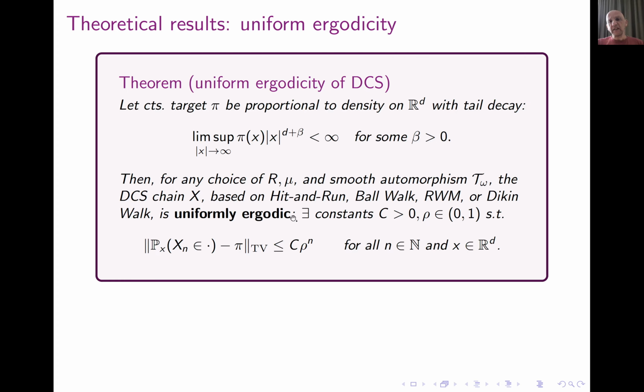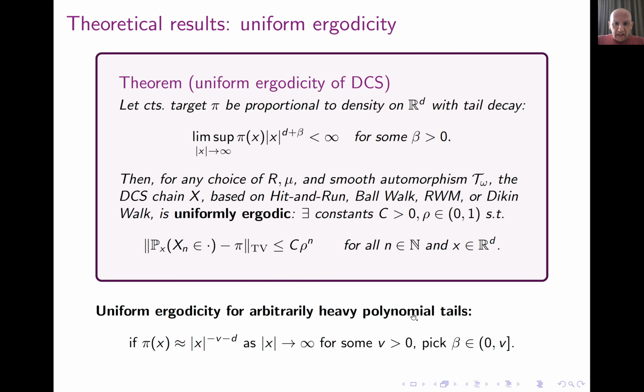So what does that mean? It means that there exist universal constants c and rho, universal, they don't depend on the starting point, such that the total variation distance converges geometrically. Okay. Now, this means that this algorithm really gives me uniform ergodicity for arbitrarily heavy tail polynomial targets. Okay, because, as I said, I have big beta in here.